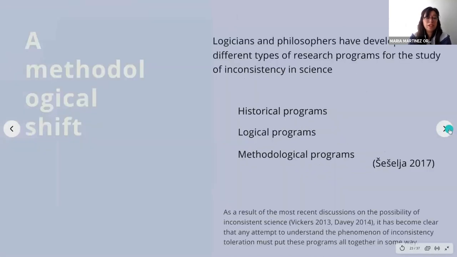So, what would I suggest to do? As these seem to be methodological problems in the assumptions that logicians have to infer and interpret the specific cases of inconsistency toleration in the sciences, I would suggest a methodological shift. So if there is a modification to do, it has to be at the methodological level. And to do so, let me say very briefly what is on the table, which are our options.